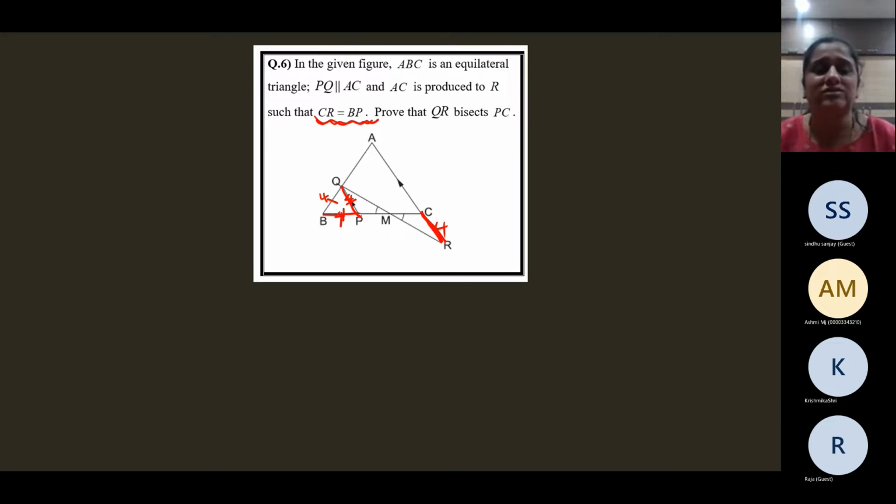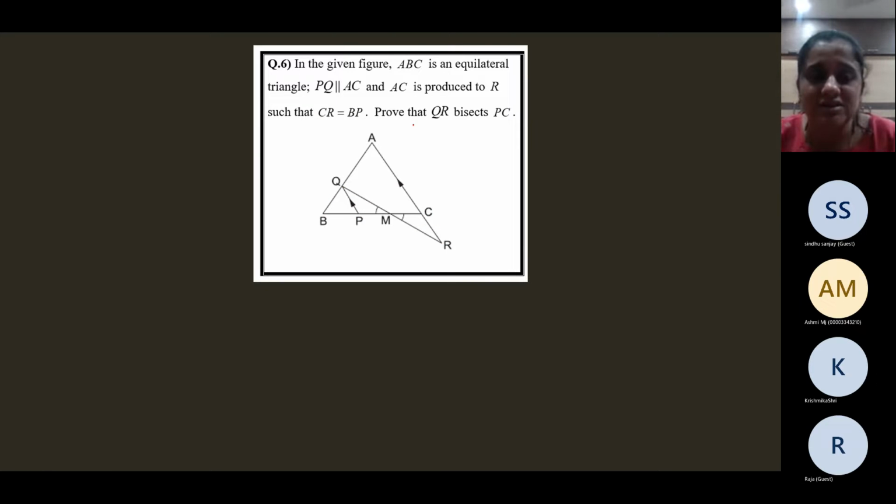So why are we doing this? So that we can get the information. QP of this small triangle is equal to CR of this small triangle. That is why we are doing all this. And that way we can complete the congruency, because we already have two pairs of equal angles. We just want one more piece of information. So how do you present that?